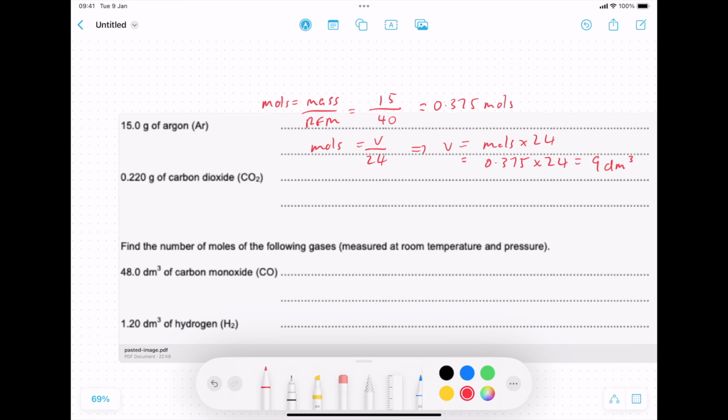Same again for carbon dioxide. Moles of carbon dioxide, so moles equals 0.22 divided by the RFM of carbon dioxide, which is 12 plus 2 oxygens is 16 plus another 16. So that gives us 0.22 divided by 44 is 0.005. And then now I can just do the same thing as I did above. Gives us a final answer of 0.12 decimeter cubed.